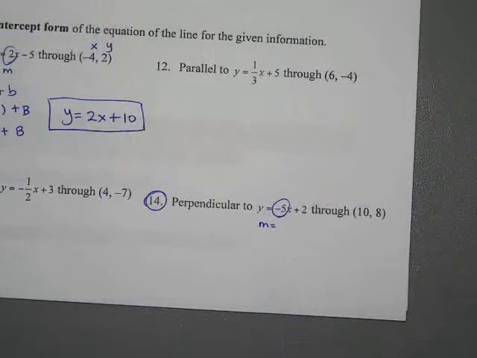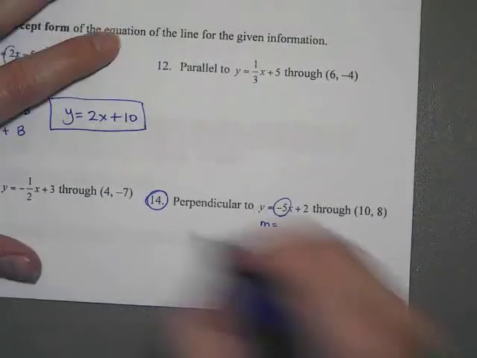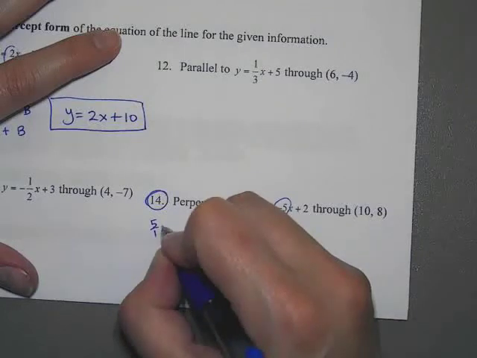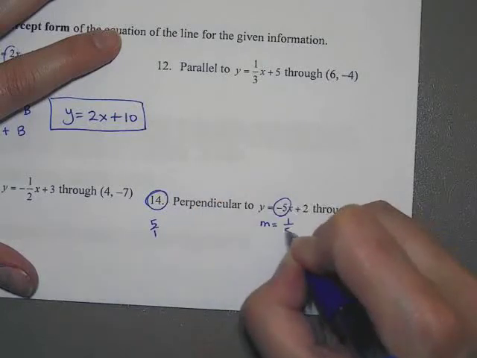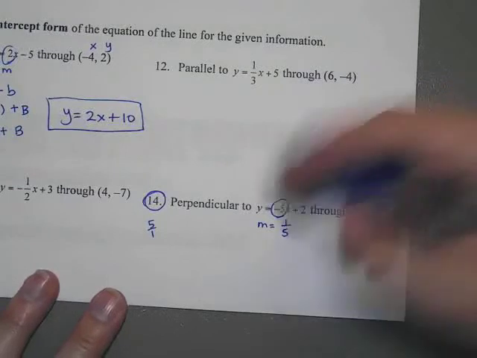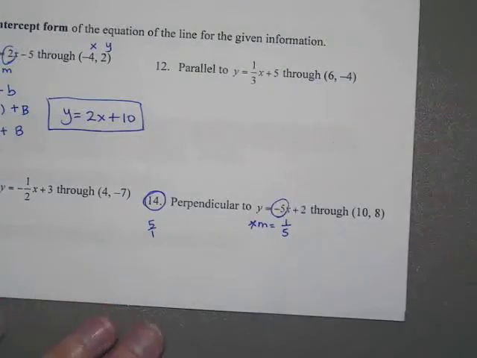The other thing is we have to find the reciprocal. Okay, 5 is like 5 over 1. The reciprocal means flip it over. So our new slope is going to be 1 over 5. Okay, so we changed the sign and we flipped it over. So that's the slope we're going to use.